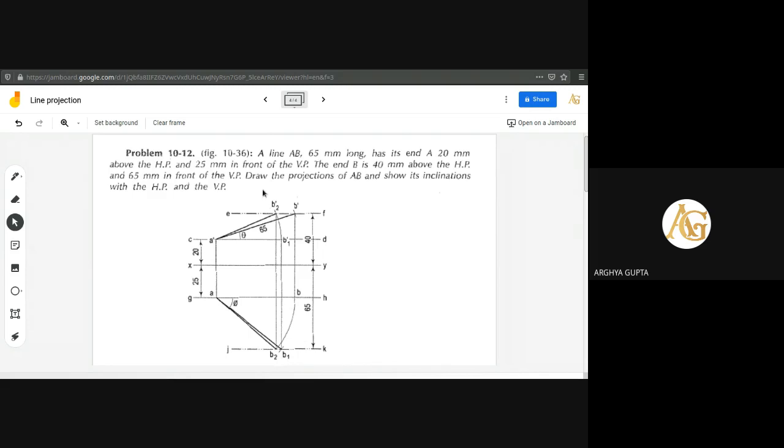So the projections are drawn, and so are the inclinations. Now you only have to measure the angle. Measure the angle from the horizontal line up to A dash B2 dash, and from the horizontal line up to A B2. Those two angles, after marking them, you have to obtain. So that's how this problem is drawn.